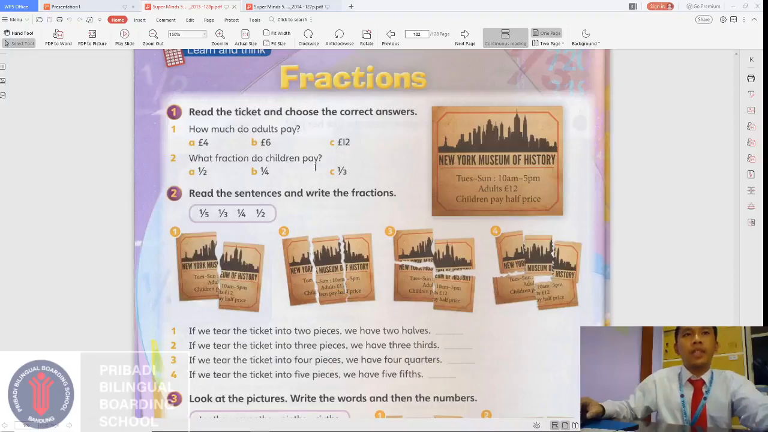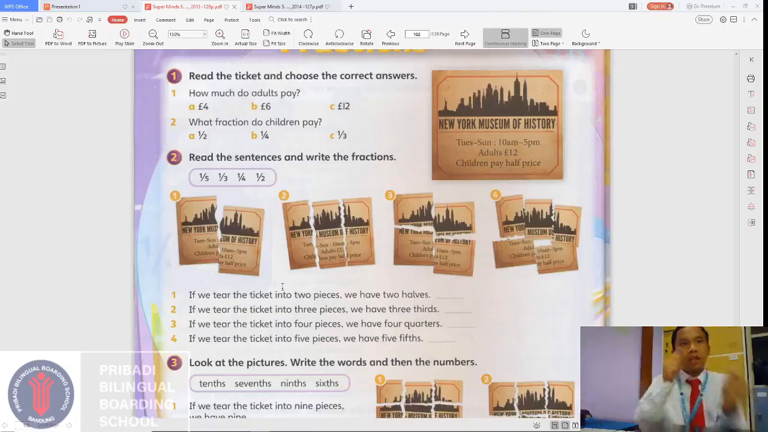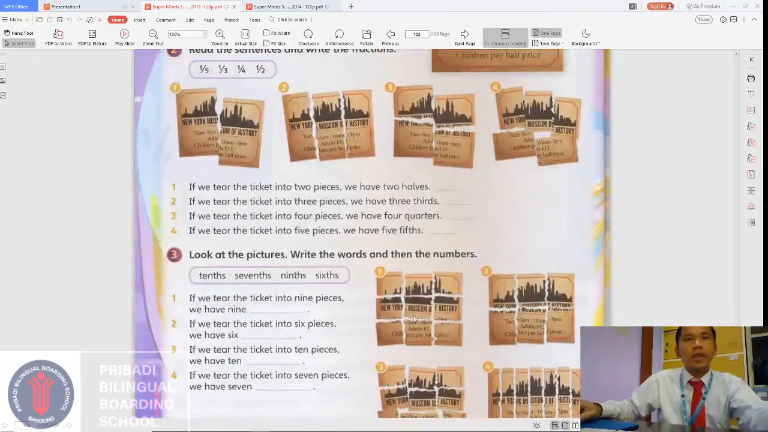And what fraction do children pay? Children pay half price. So half indicates 1/2. Now read the sentence and write the fractions. Here, look at the picture. There are 4 pictures. Look at picture 1. If we tear the ticket into 2 pieces, we have 2 halves. Okay, 2/2 or 2 halves. 1/2 plus 1/2 becomes 1 whole object.